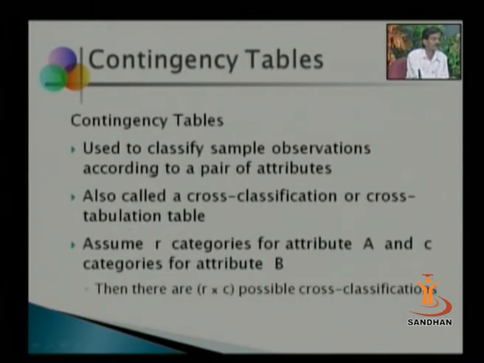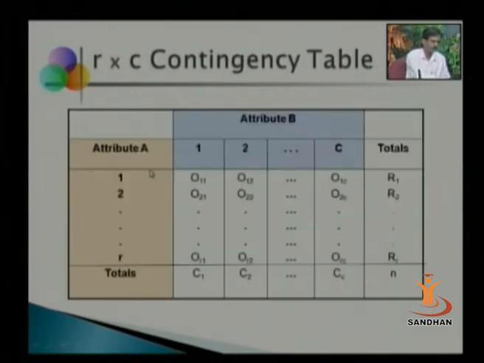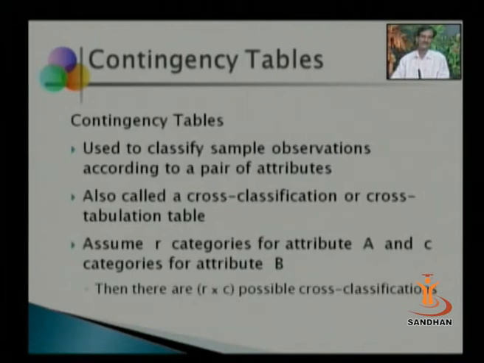So now, the contingency table. Another application of chi-square is the contingency table. That means test of independence. So in a contingency table, what do we have? A contingency table is used to classify sample observations according to a pair of attributes. Attribute means qualitative character. So this is also called a cross classification or cross tabulation table.